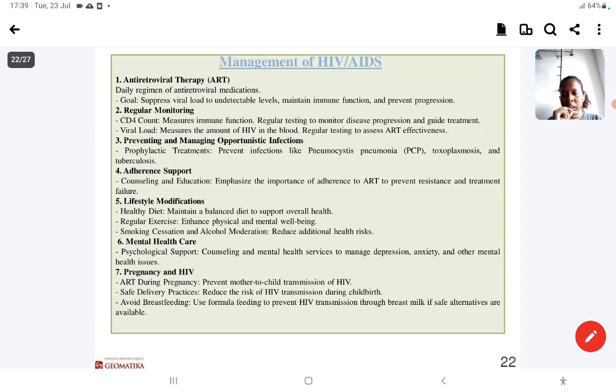Number seven is pregnancy and HIV. ART during pregnancy prevents mother-to-child transmission of HIV, and safe delivery practices reduce the risk of HIV transmission during childbirth. Also avoid breastfeeding and use alternative feeding to prevent HIV transmission through breast milk, if safe alternatives are available.